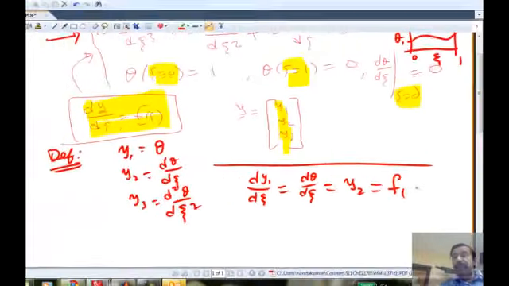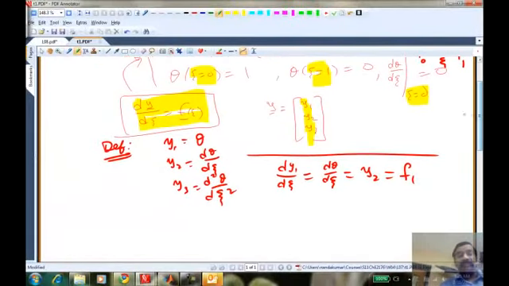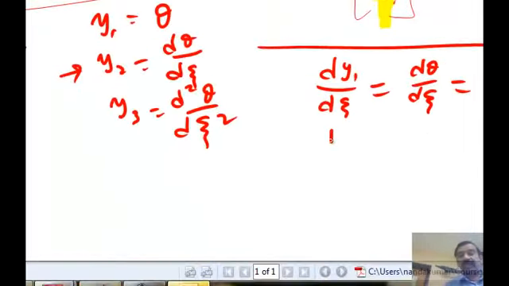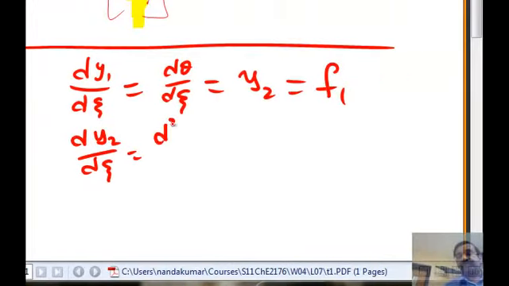You do the same thing with the second variable. Start with the second variable and take its derivative, dy2 d psi is equal to d squared theta d psi squared. That is, I'm taking the derivative of the second equation on both sides.